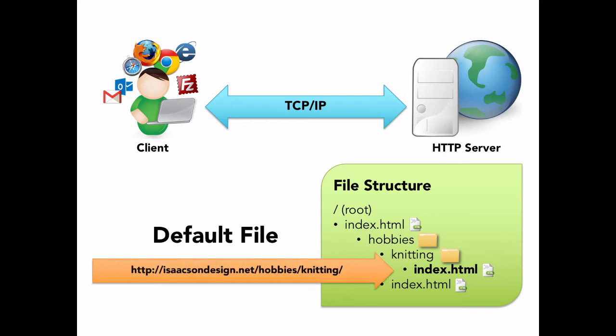In this example, we have isaacsondesign.net/hobbies/knitting. But unlike the last example, which was the absolute path, we did not follow that with index.html. We don't actually need to do that if we're just looking for the main page. What happens when we have a default file is that the web server is going to automatically start looking for file names that match certain criteria. Index.html is the most commonly used name.